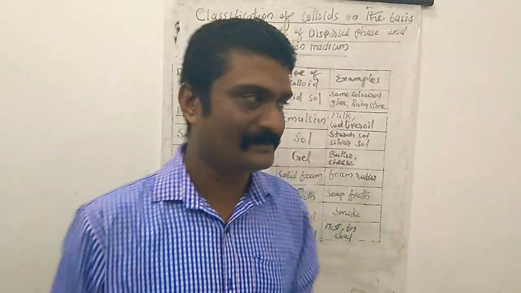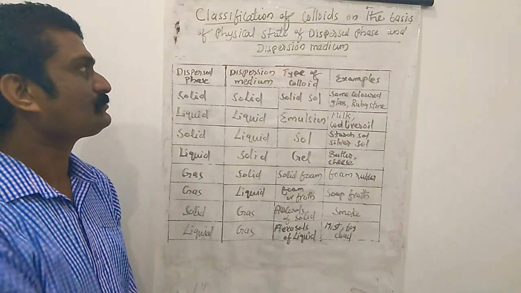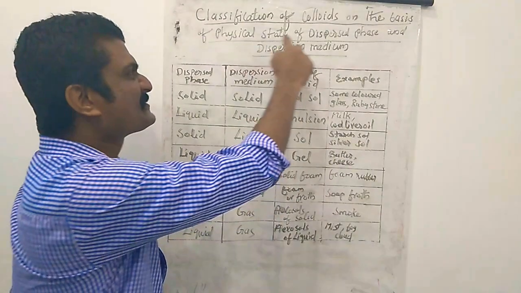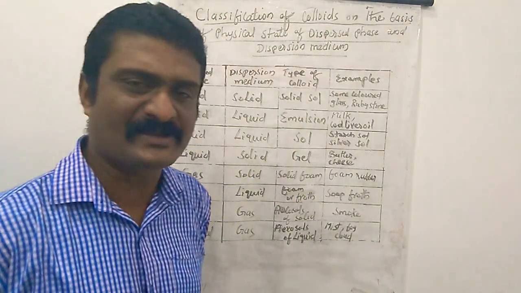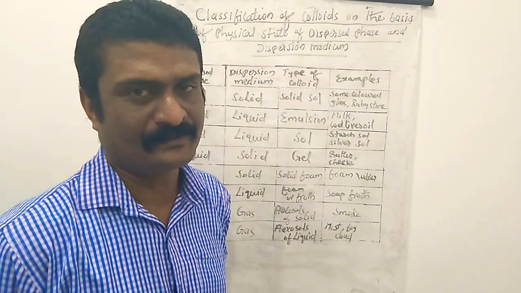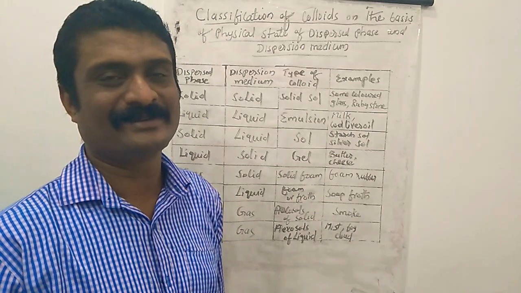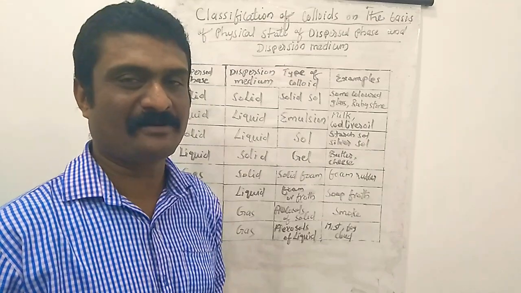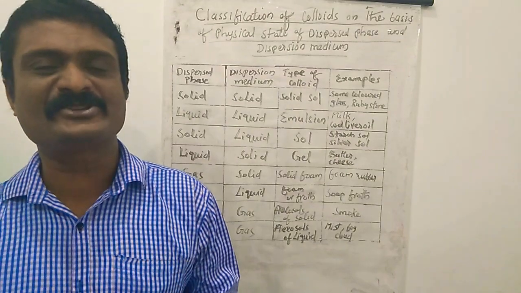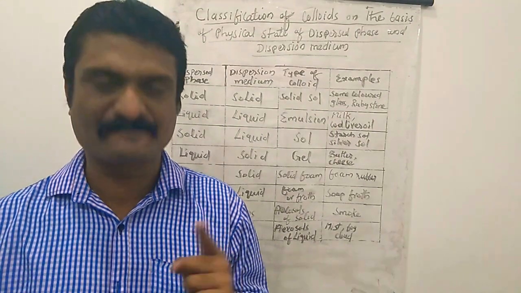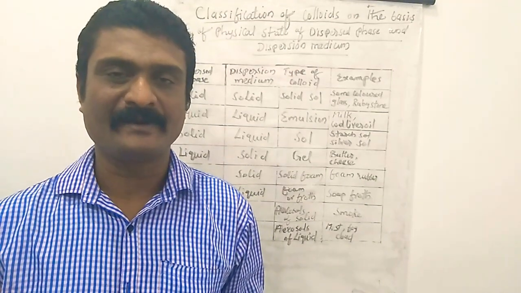Today, let us study the classification of colloids on the basis of the physical state of dispersed phase and dispersion medium. What is meant by dispersed phase? Already studied. Dispersed phase means the phase of colloidal particles. It is just like solute in a solution. Dispersion medium means the medium in which the colloidal particles are dispersed. It is just like solvent in a solution. Okay?